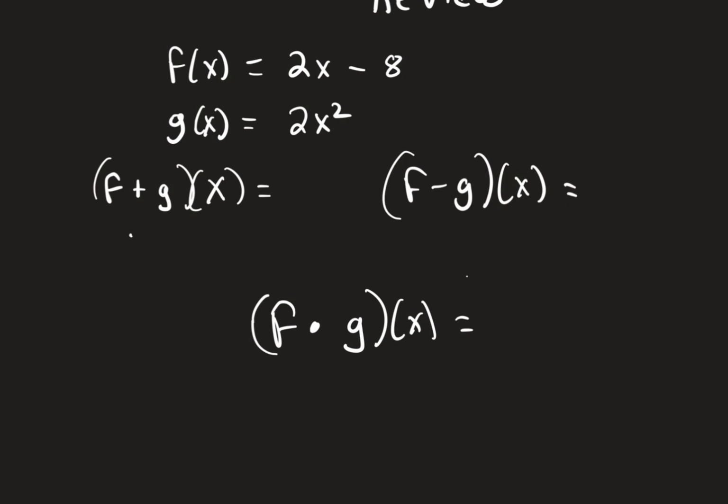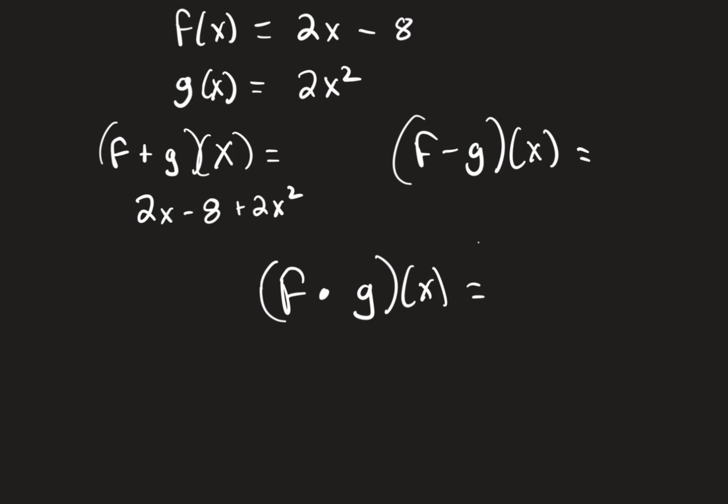Adding them together, you're just going to have 2x minus 8. That's my f of x function. My g of x function is 2x squared. So technically, I suppose you've done what I've asked. That was it, right? However, you should get yourselves into the habit of putting it in standard form.